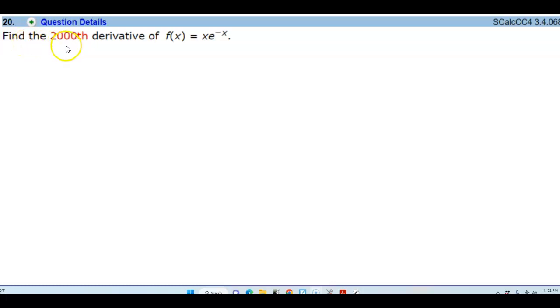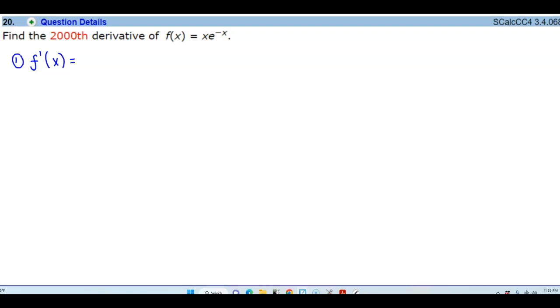Find the 2000th derivative of f of x, which is equal to x times e to the negative x. So let's first find the first derivative. We find the first derivative of this function. Okay, we're going to use the product rule in addition to the chain rule.